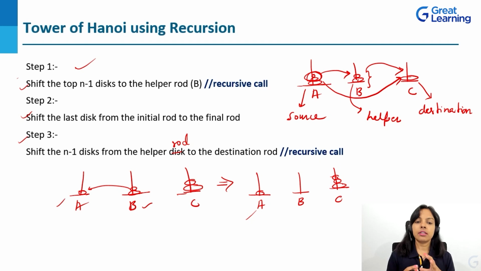So you can see here it is a recursive call, right? The recursive call is that first the top n minus 1 disks you have to shift to the helper rod, and last you have to shift to the destination. The same 3 steps have to be called again for shifting those n minus 1 disks from the helper rod this time to the destination rod with the help of the source rod. Getting it? So I hope this is clear, that Tower of Hanoi is solved using recursion.